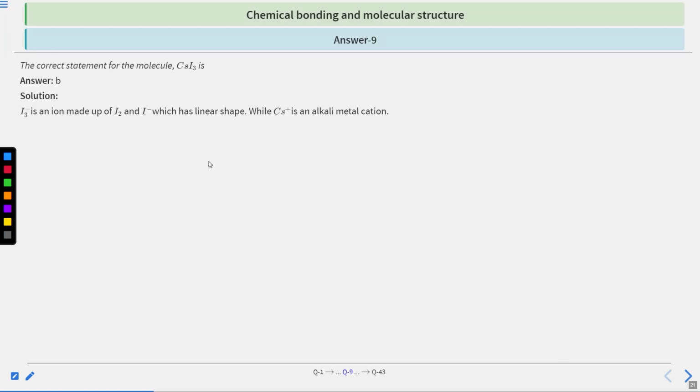Okay, so the correct answer is option B. I3 negative is an ion made up of I2 and I negative, which has a linear shape, while Cs positive is an alkali metal cation. So the correct option is option B.